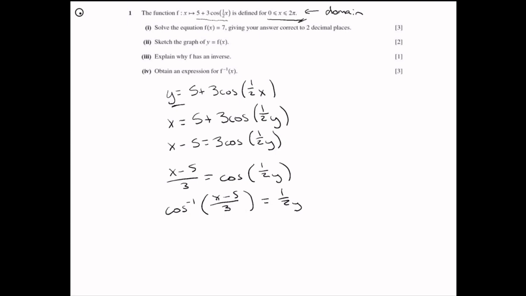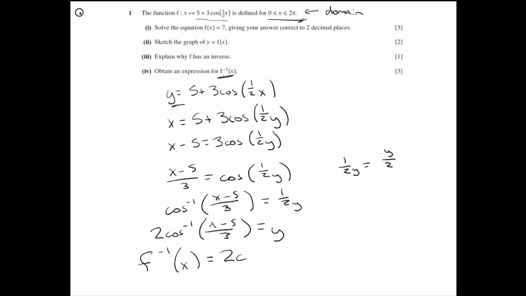And this fraction, we can almost view 1/2 y as y over 2. So we're just going to multiply by 2 on both sides. And that's inverse. We have x minus 5 over 3 equals y. But remember, this doesn't equal y exactly, this equals the f inverse of x. So as our final answer, we should have f inverse of x equals 2 cosine negative 1 of x minus 5 over 3.